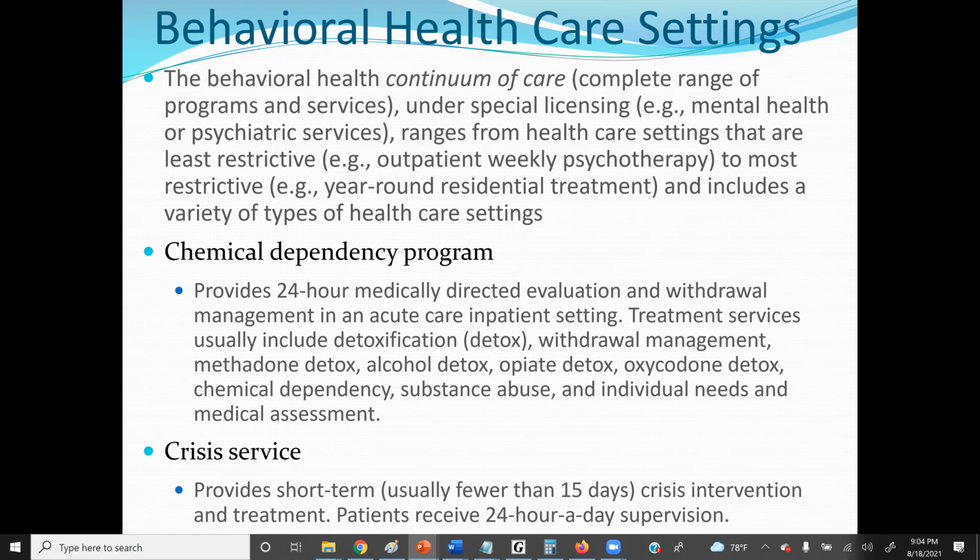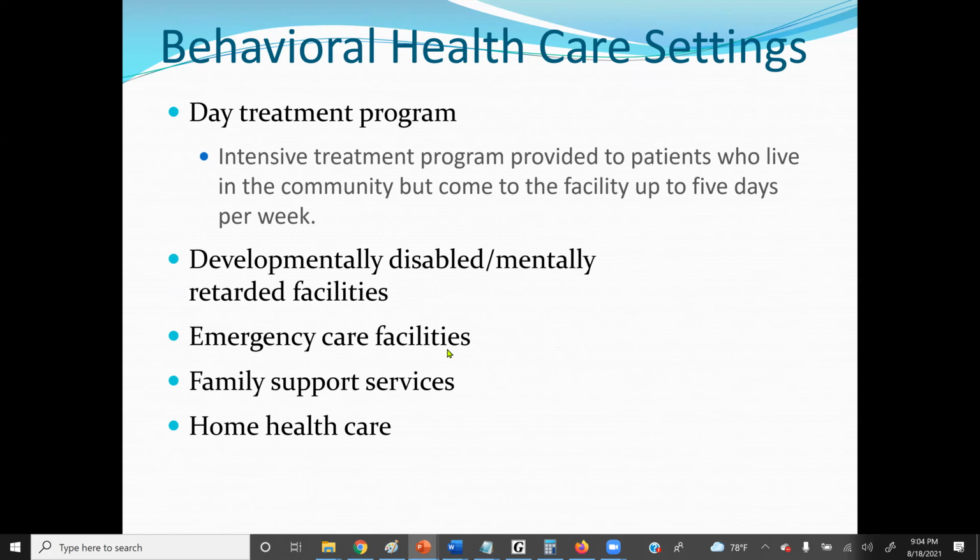So that we are mental health facility or behavioral health care settings. We also have a day treatment program for behavioral health care settings. This will be an intensive treatment program provided to patients who live in the community but come to the facility up to 5 days per week.